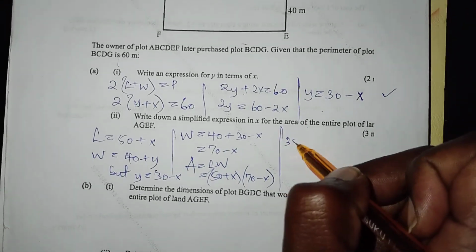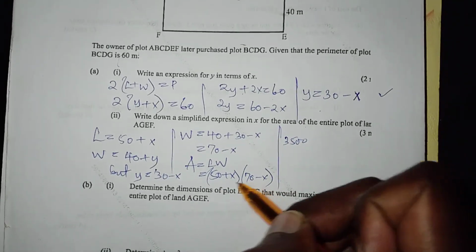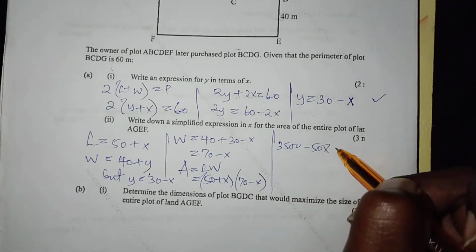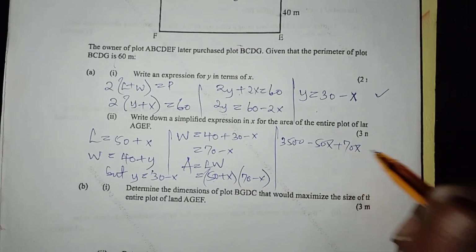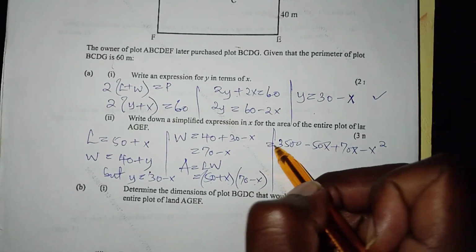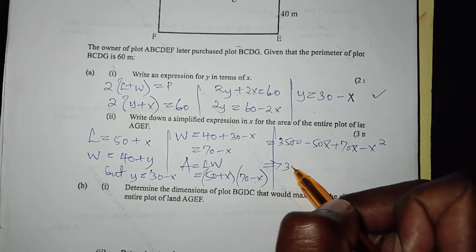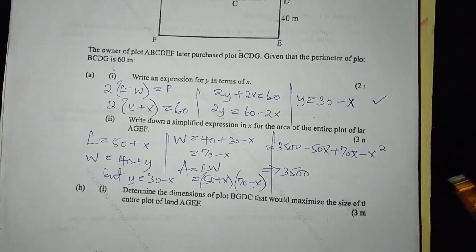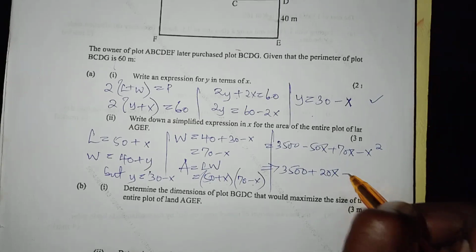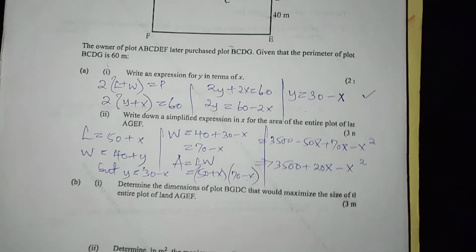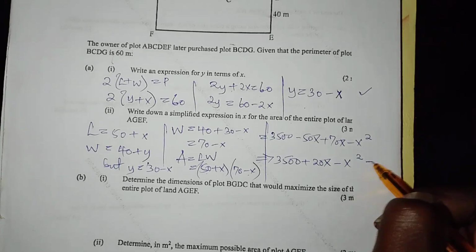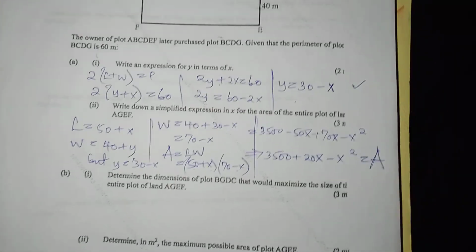So we shall have 3500 minus 50x, then plus 70x, then minus x squared. This simplifies to 3500 plus 20x minus x squared. So we have our area in terms of x.